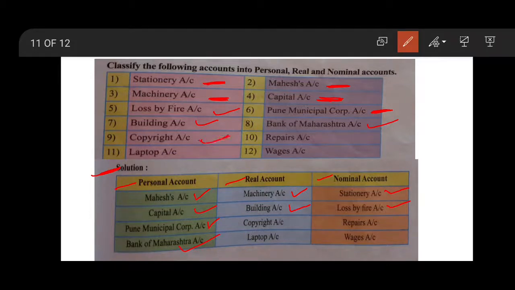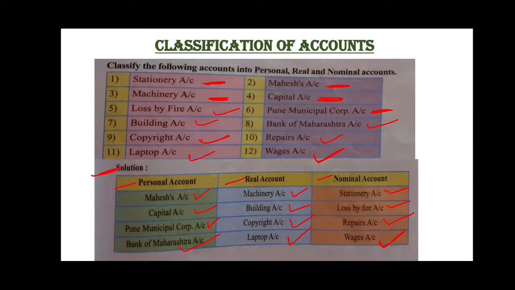Next is copyright. It is an intangible asset and assets are classified under real account. Repairs, expense, therefore nominal account. Laptop account, it is a property or asset, therefore it is classified into real account. Last is wages. Wages paid is expense or wages received is income, therefore it is classified into nominal account.